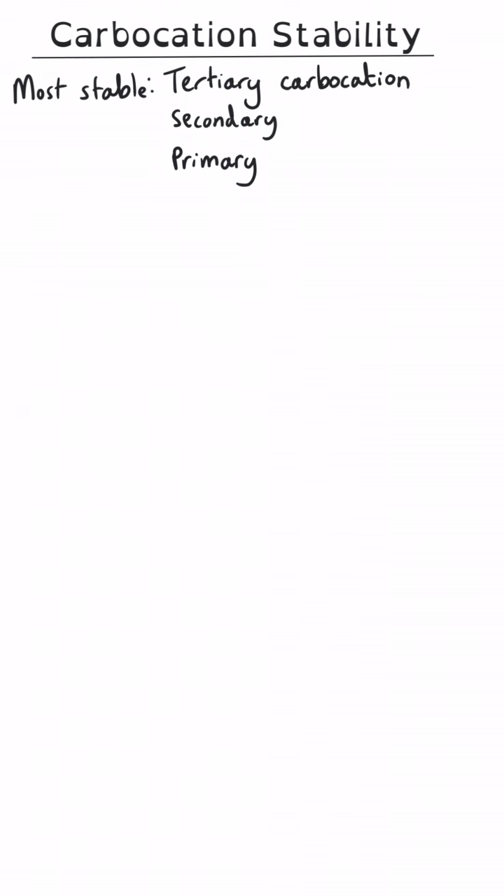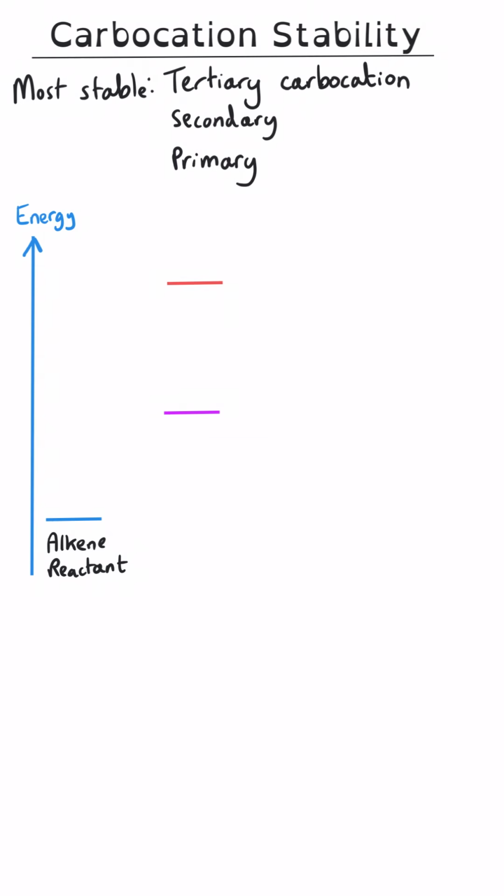Tertiary carbocations are more stable than secondary carbocations, which are more stable than primary carbocations. You can just accept that if you like, and you can just memorize that order. To justify it more closely though, we can take a look at a simple energy profile diagram. If we have got an alkene on the left-hand side as our reactant, we can produce two different carbocation intermediates, a secondary and a primary in this particular example.